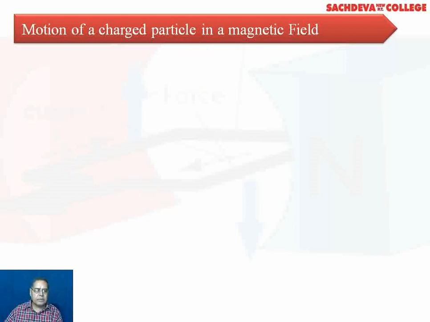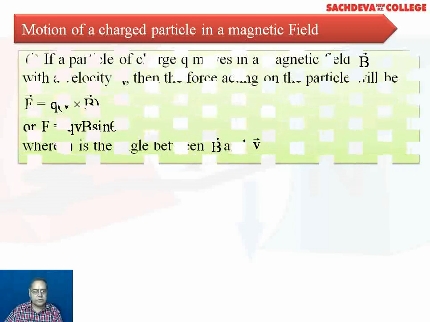Motion of charged particle in magnetic field. Regarding this, you must remember that whenever any charged particle is projected perpendicular to the field, it starts moving in uniform circular motion under the influence of some balanced forces. One is magnetic field force and the other is centrifugal force.